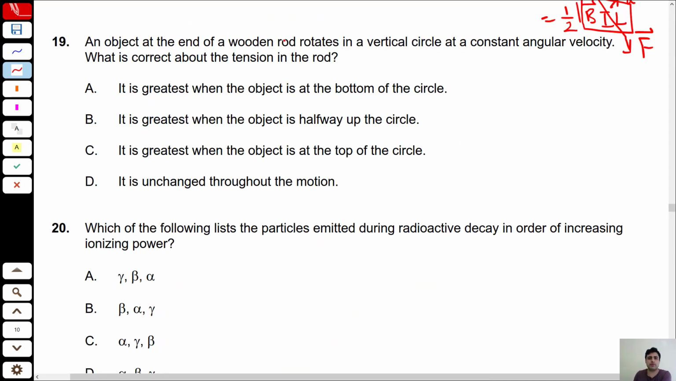An object at the end of a wooden rod rotates in a vertical circle at a constant angular velocity. What is correct about the tension in the rod?